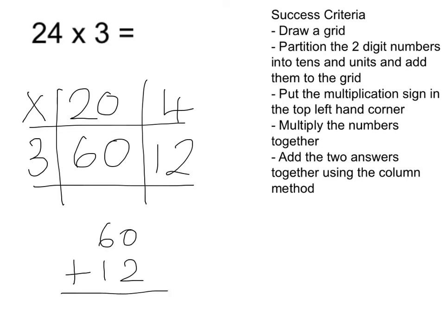Now I've got the answers 60 and 12. I'm going to add both of those numbers together using the column method, making sure that my units line up and that my tens line up. Because we know that 0 add 2 is 2, I'm going to place that there, and 6 add 1 is 7. My answer is 72.